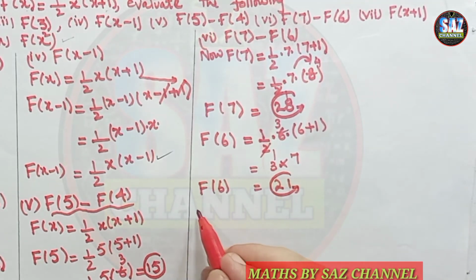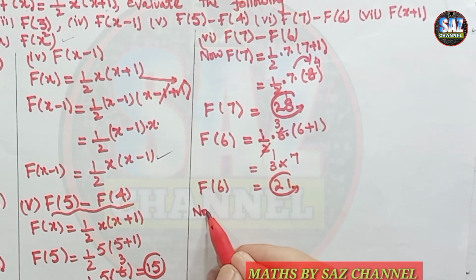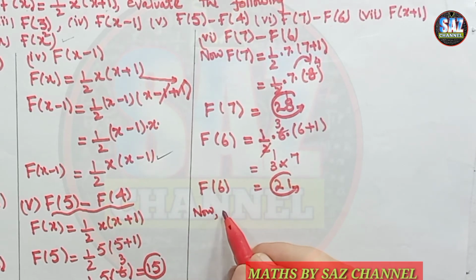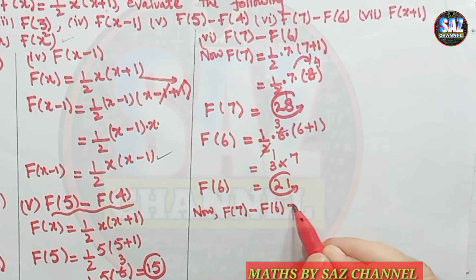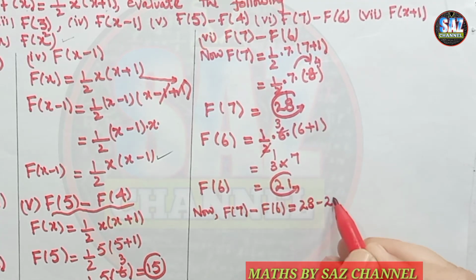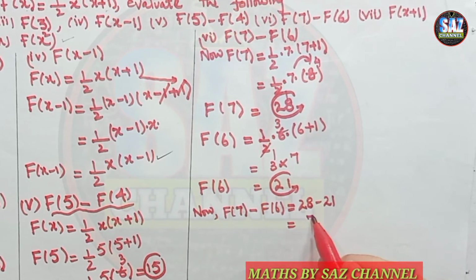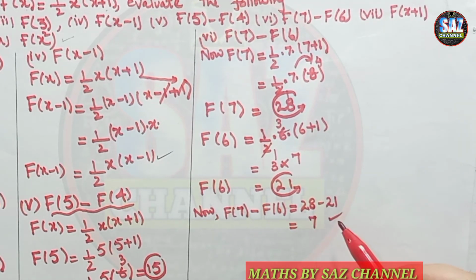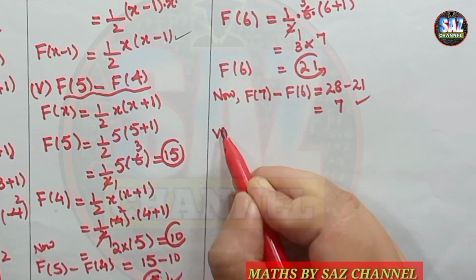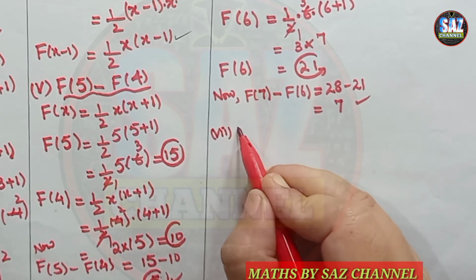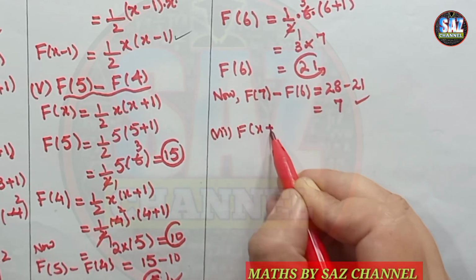And now finally, f of 7 minus f of 6 will be equal to 28 minus 21, which is equal to 7. Really easy questions. You should have the command on the tables and integers, and the question will become really easy for you. Let's move to the 7th part of the question, and that is f of x plus 1.